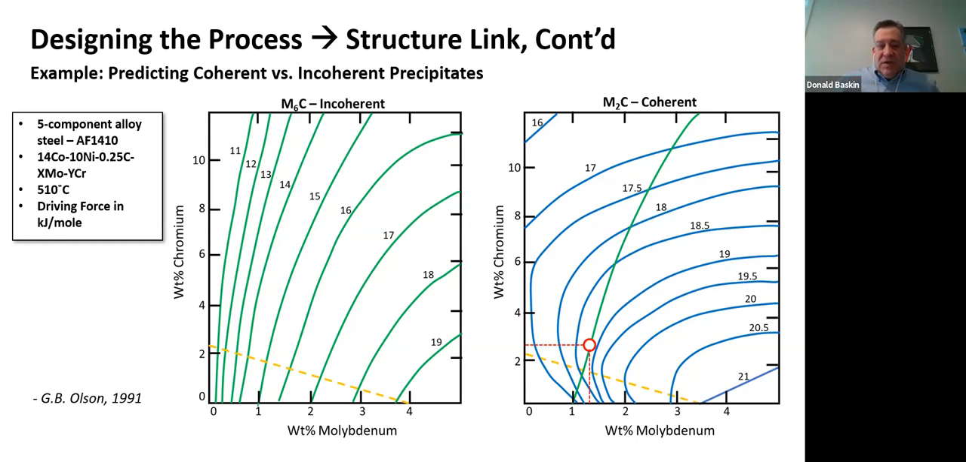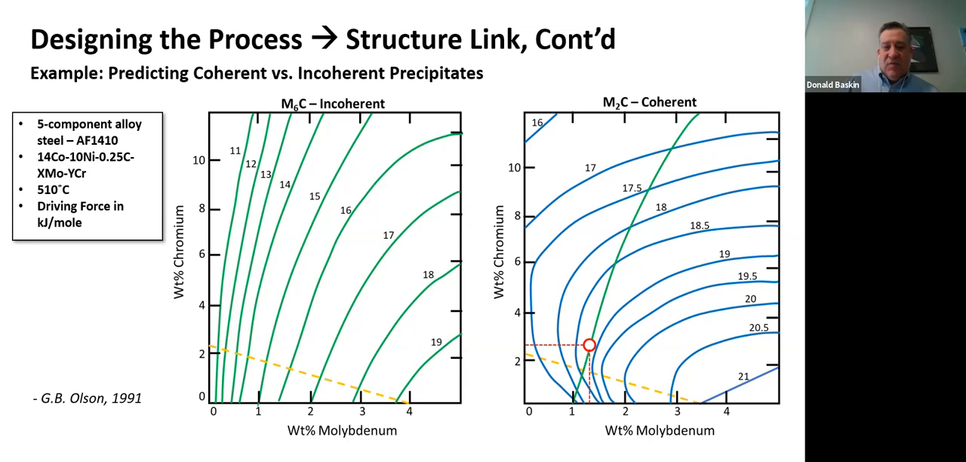So we showed you these graphs here. These are topological graphs that show how driving force changes with the addition of chromium and molybdenum in this AF-1410 alloy. This alloy again was developed by the Air Force to be used in landing gear on airplanes, which is a very high stress application. And we showed that you want to avoid these incoherent M6C carbides, and you want to promote the growth of these M2C carbides.